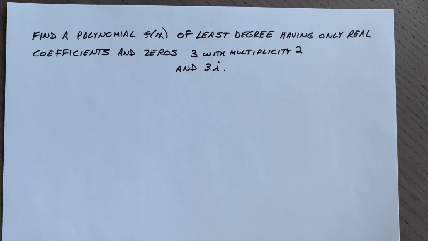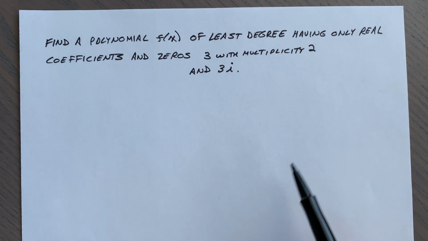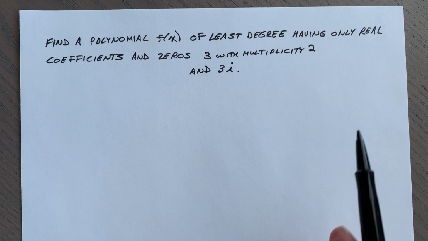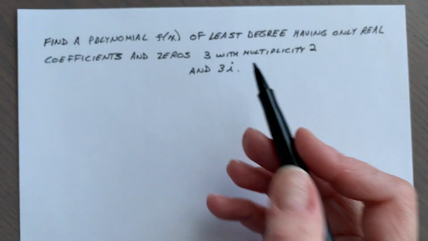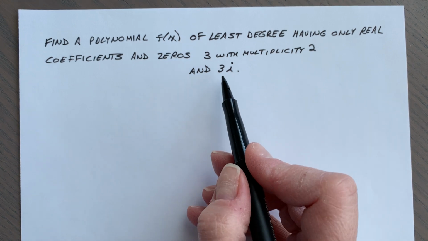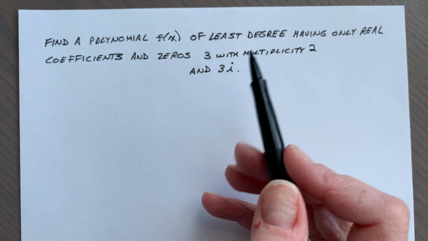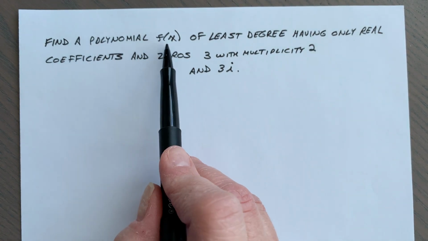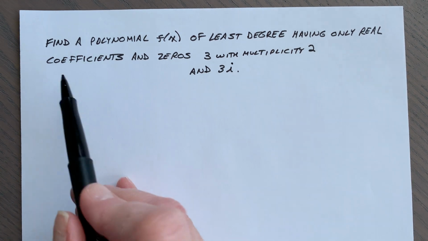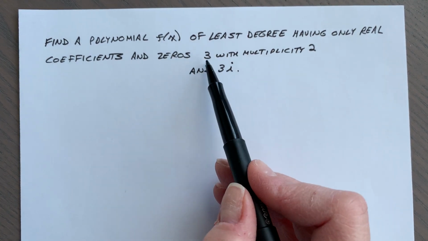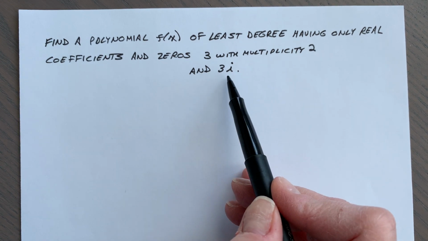Because I mentioned when we were looking at how the zeros of the polynomial function were x-intercepts, that only happens when those are real zeros. It is definitely possible, we've seen, to have zeros that are not real numbers. So we are going to do a similar problem here. We're going to find the polynomial function f of x of least degree, having only real coefficients and zeros 3 with multiplicity 2 and 3i.